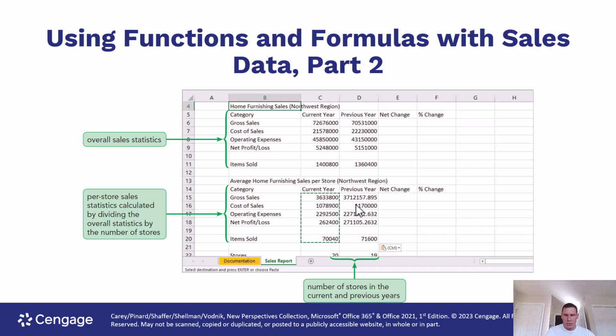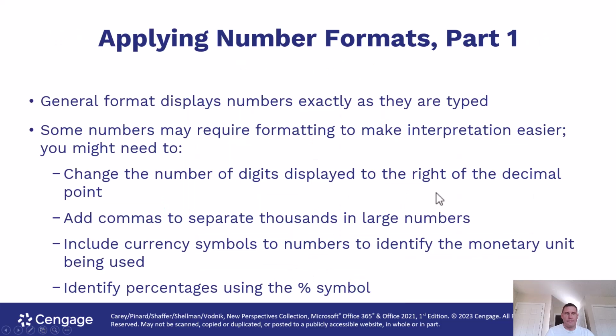All right, applying number formats. The general format displays numbers exactly as they are typed. Some numbers may require formatting to make interpretation easier. In some cases, you might need to change the number of digits displayed to the right of the decimal point. You may want to add commas to separate thousands in large numbers. You can include currency symbols to identify the monetary unit being used. You can also identify percentages using the percentage symbol.